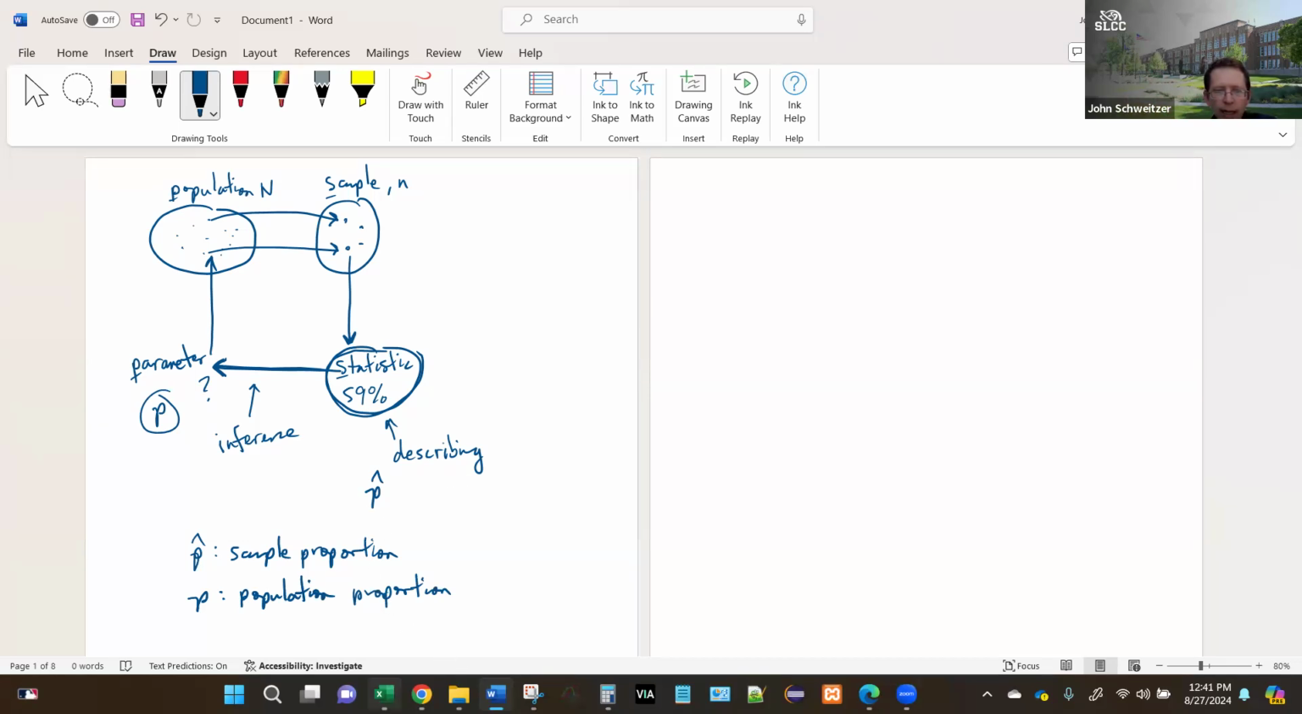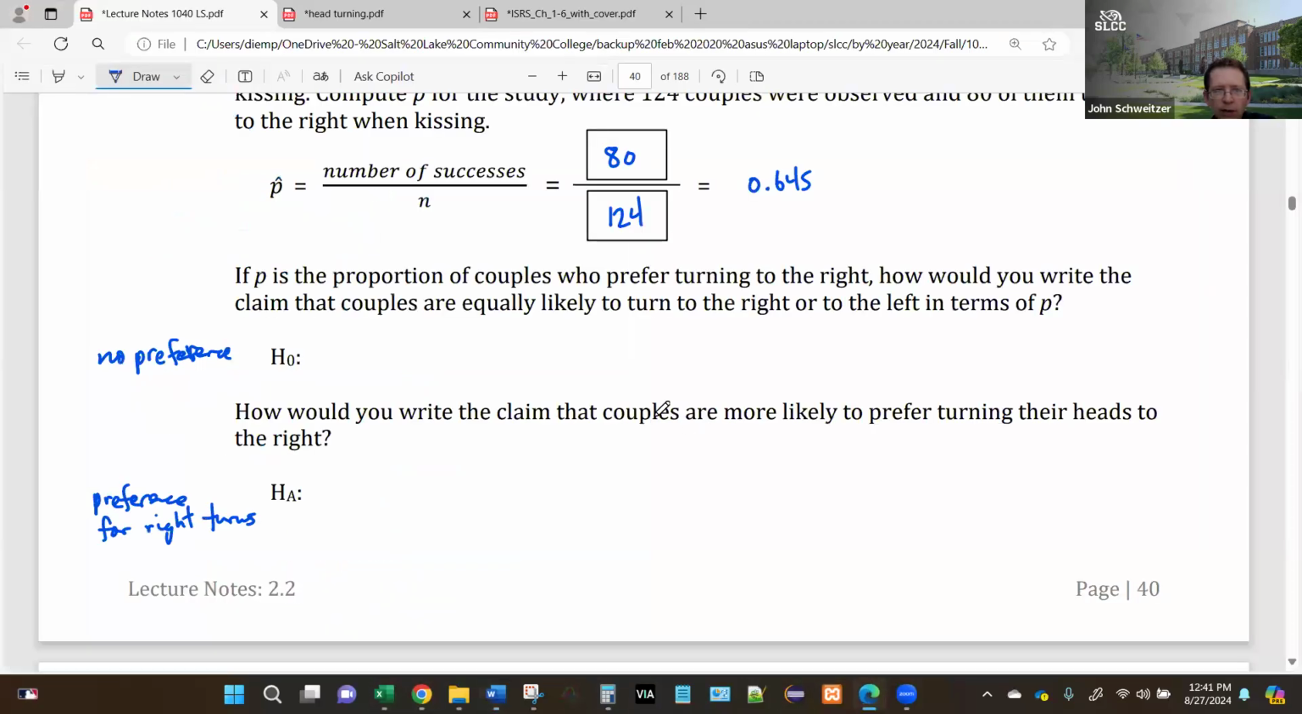So what am I getting at? Well, when we write out the hypotheses, we use P. The hypothesis test is done at the population level. We're not testing a sample, we're testing out a claim about the entire population. So if there's no preference at all, what percentage of right turns would we get? If you could observe every kiss in the world, I know it sounds ridiculous, but if you could, and people have no preference for right or left, what percentage of those would be right turns?